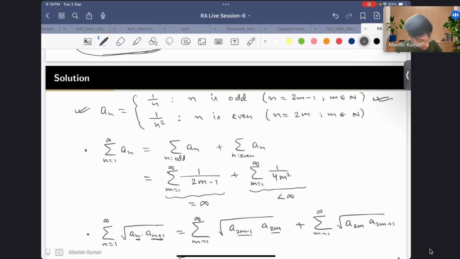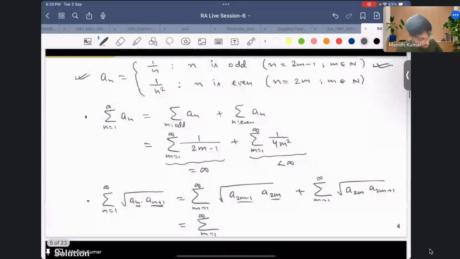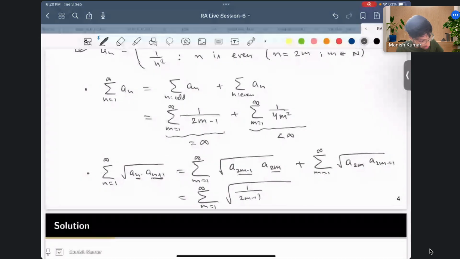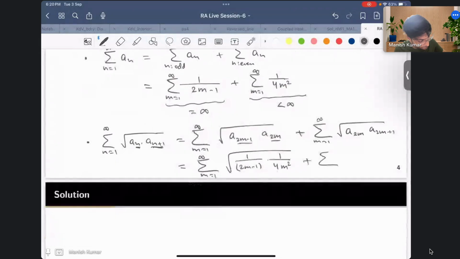So over here you have, for odd terms, what I have is the same as before, so 1 by 2m minus 1, and for the even one what I have is 2m square, so 4m square. In a similar way, over here I have 4m square, and over here I have 2m plus 1.